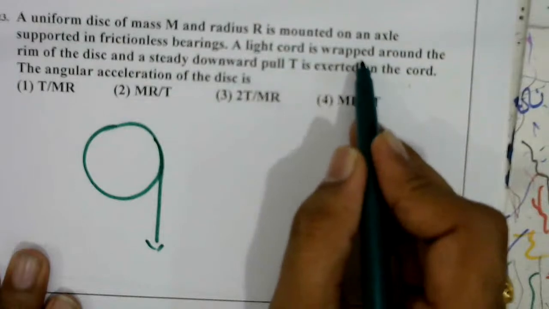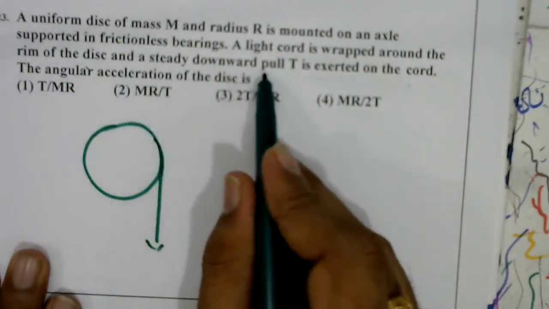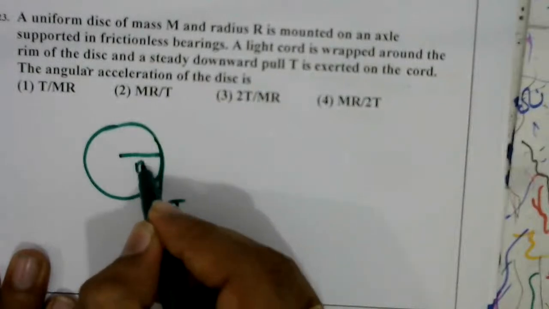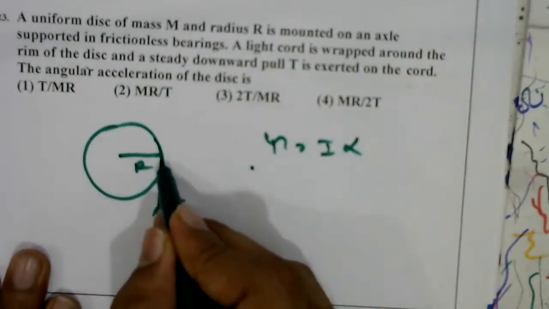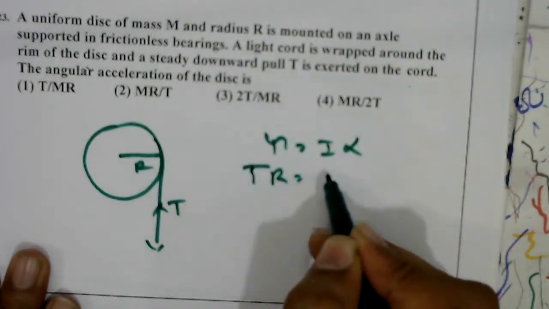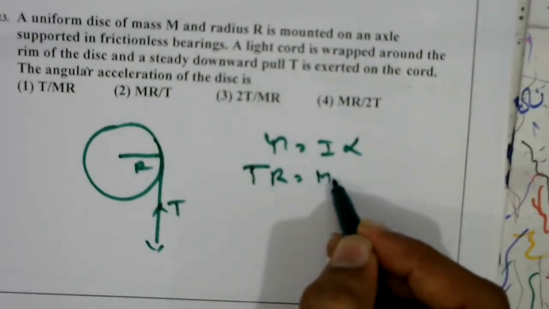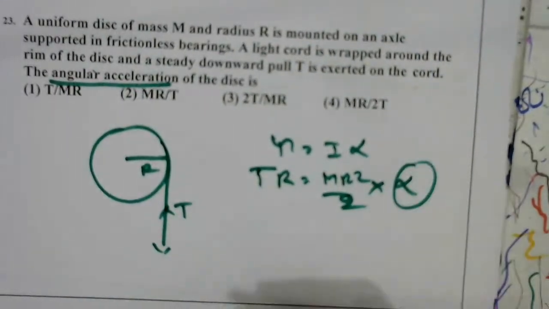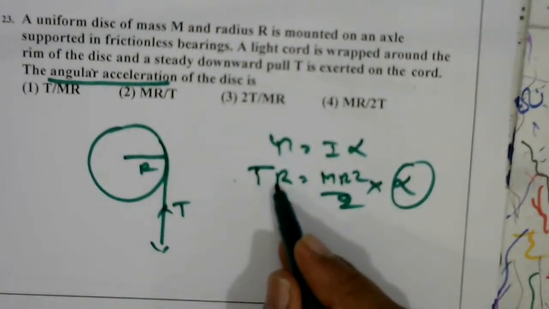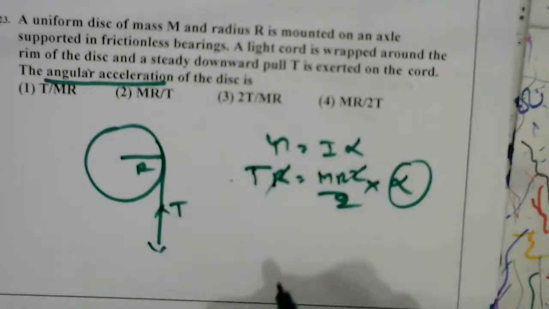A uniform disk of mass M, radius R, is mounted on an axle supported by frictionless bearings. A light cord is wrapped around the rim of the disc, with a steady downward pull of tension T. Torque is equal to I alpha. Torque is force into perpendicular distance: force is tension, perpendicular distance is R. I, the moment of inertia of the disc, is MR square by 2, into alpha. We need to find the angular acceleration alpha. Cross multiplying, 2TR, the R cancels, so alpha is 2T upon MR. Which option? 2T by MR, third option.